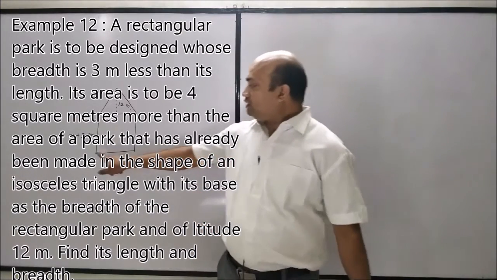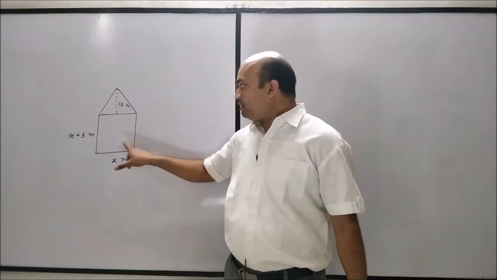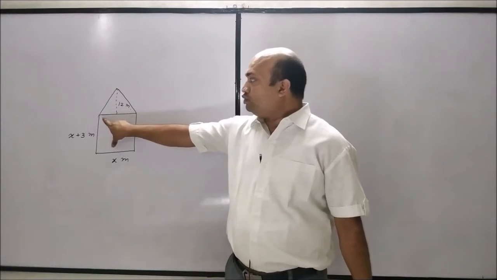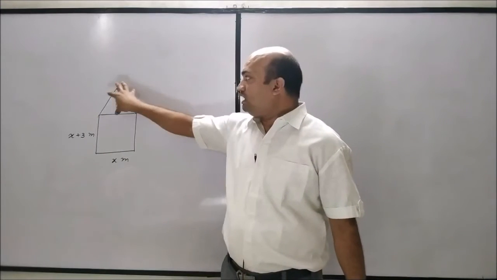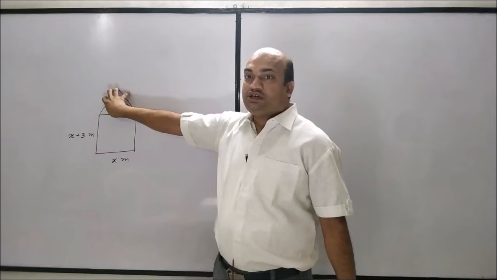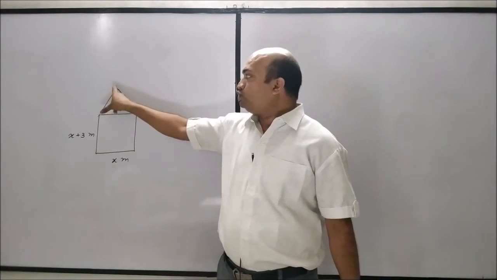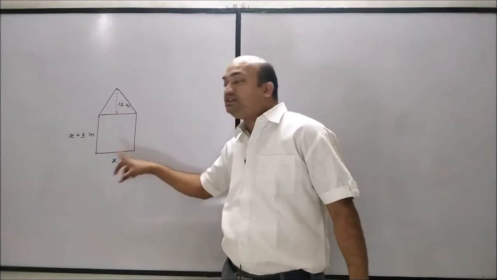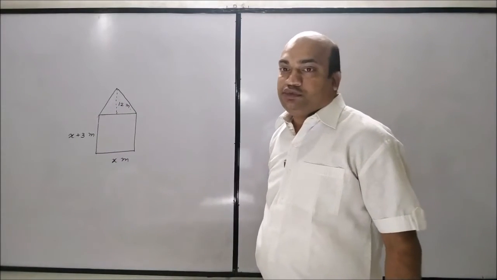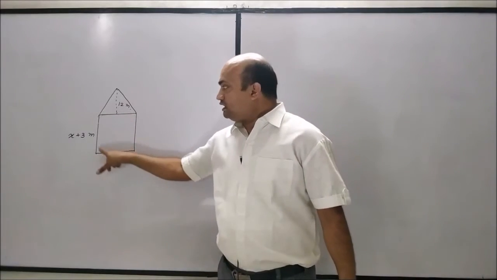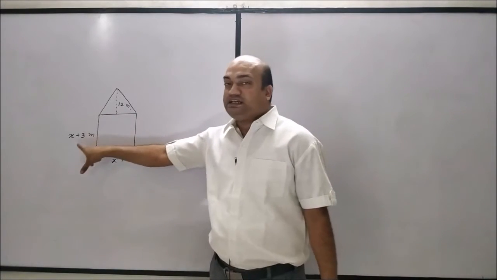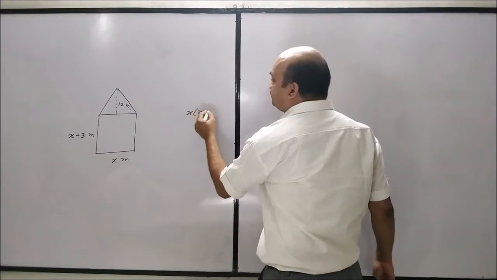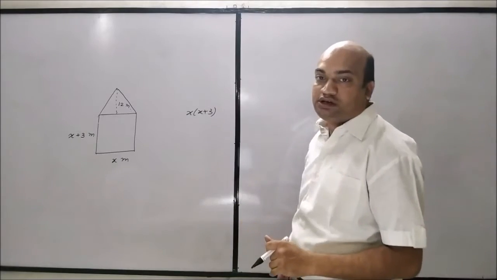We will consider the breadth of the rectangular park as x meters and length as x plus 3 meters. Now on the breadth, we have to construct an isosceles triangular shaped park whose height is given as 12. The base of this triangular park is the breadth of the rectangle. If this rectangle has breadth x and length x plus 3, its area will be x into (x plus 3). This is the area of the rectangular park.